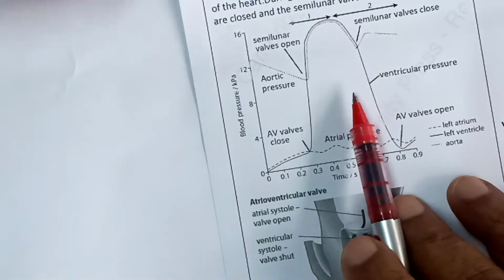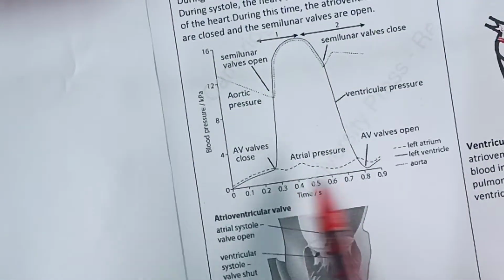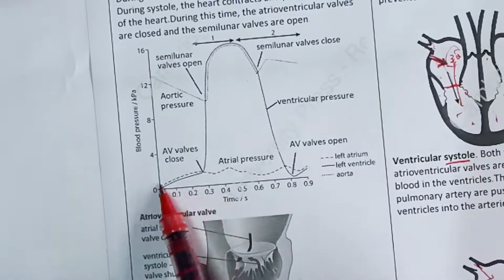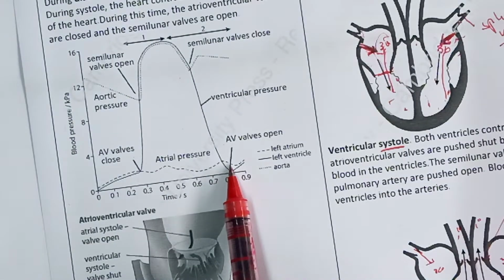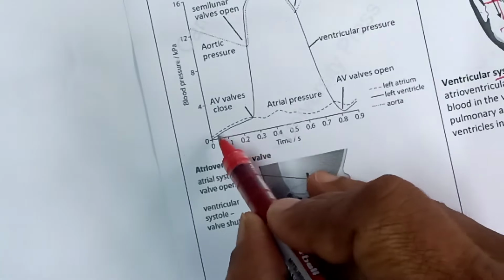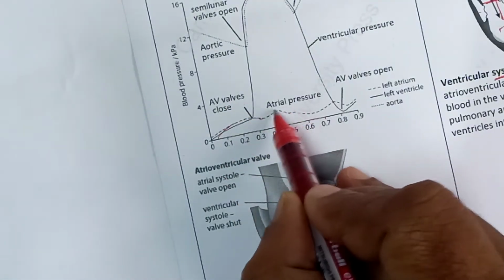Now let us see a little about the graph here. Look at this graph. This is the pressure inside the left ventricle. Look here, this is the atrial pressure.